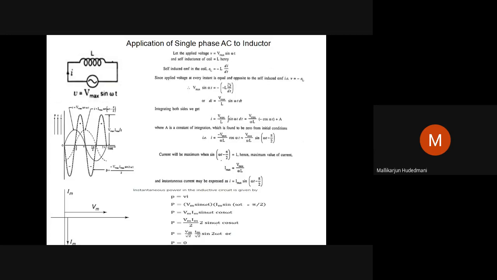To get I, I have to integrate the other side. You can see integrating on both sides, di on integration becomes I. Then on the other side, integration of sine becomes minus cosine. So Vm by L outside, integration of sine omega t dt. Then Vmax by integration of sine omega t dt. You are integrating with respect to t, but there is an omega t.